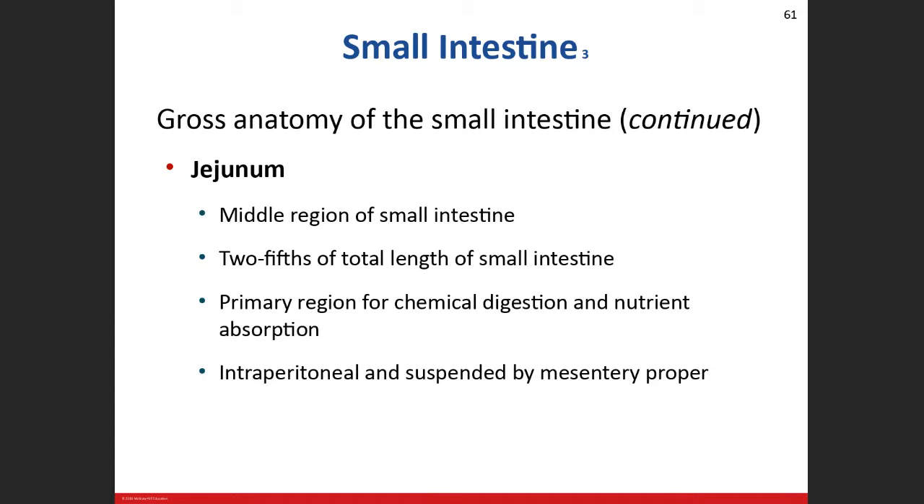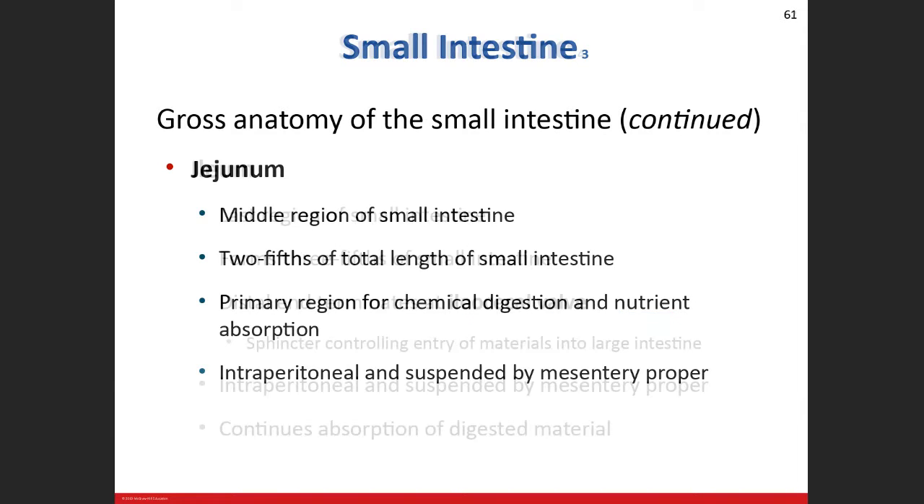The second portion is the jejunum. This makes up 2/5, or roughly 40%, of your small intestine. Again, we will see more chemical digestion occurring here, more nutrient absorption, and it sits mainly over there on the left portion of your abdomen.